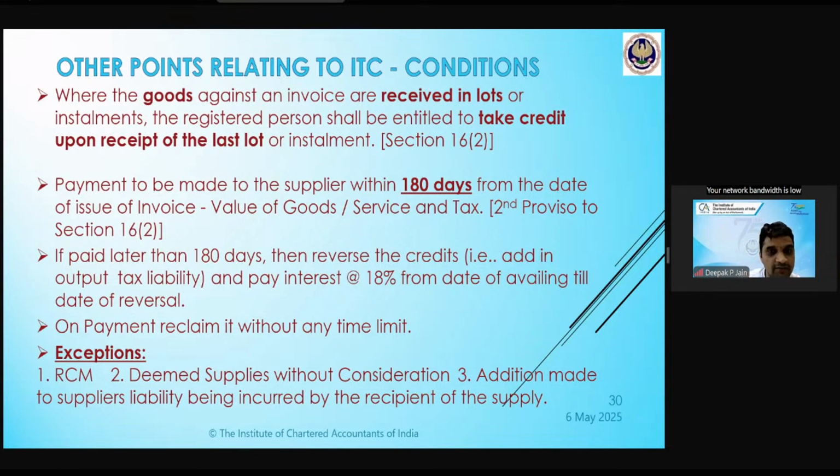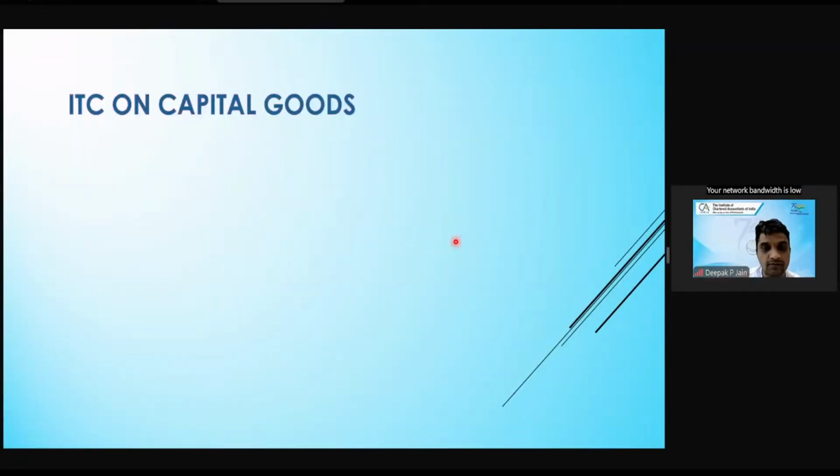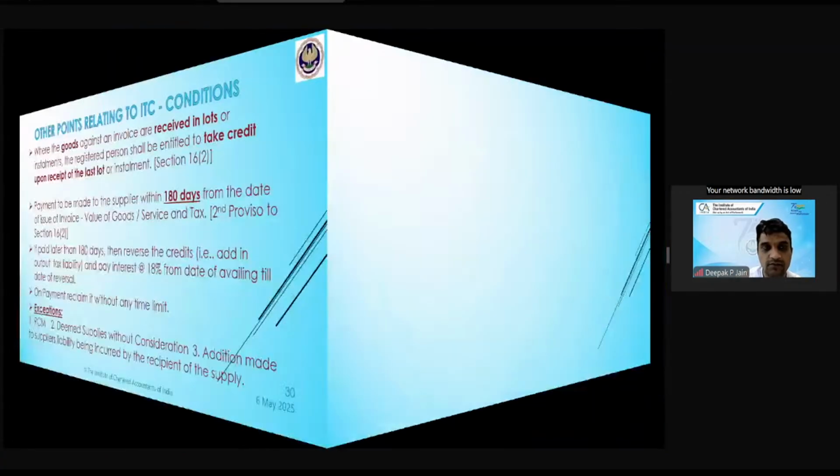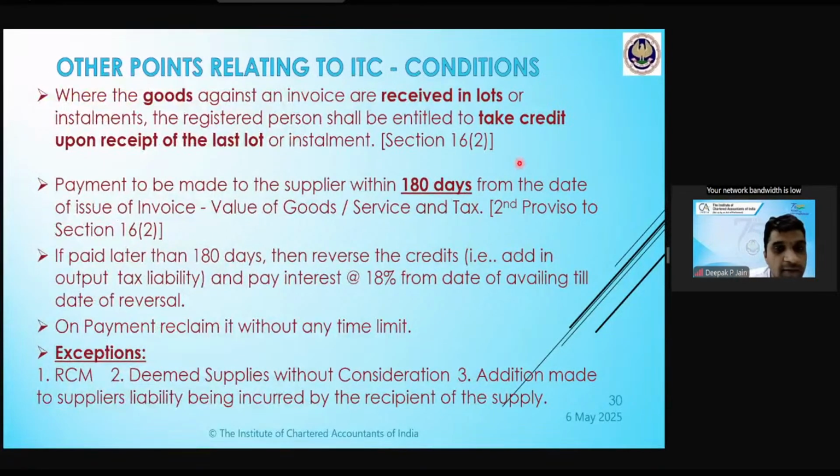Exception to this is RCM, because RCM में tax आप ही pay करोगे. And in case of deemed supply without consideration, that is Schedule 1 transactions. And third is additions made to supplier's liability being incurred by the recipient of the supply. So in these situations, payment within 180 days is not required. In other conditions, you have to. This itself is major. Let me know if you have understood these 2 pointers.